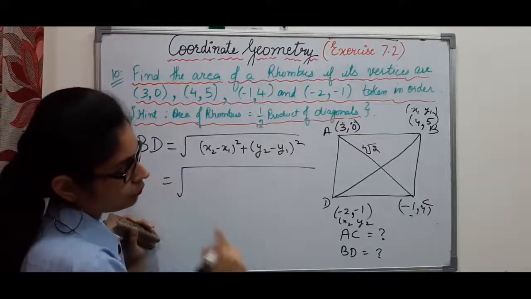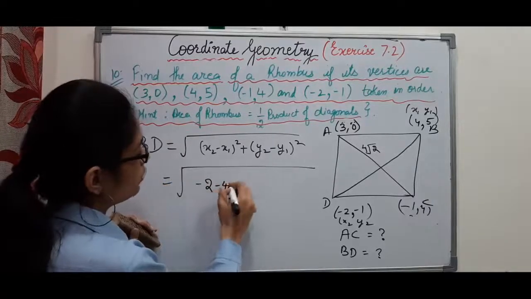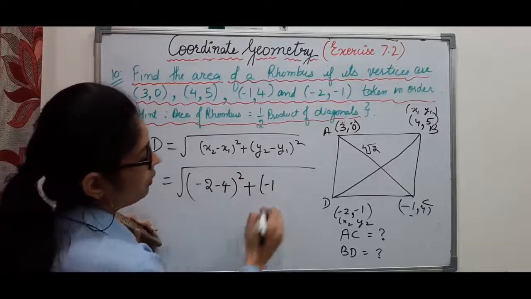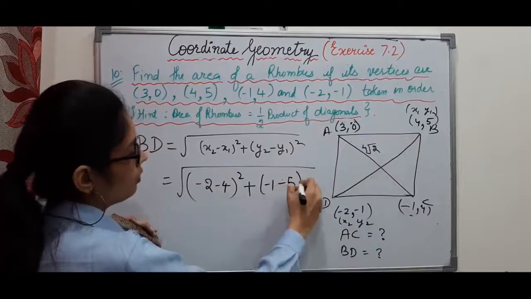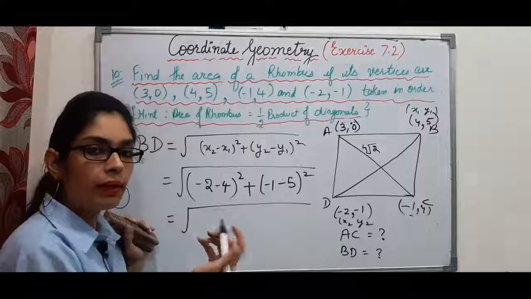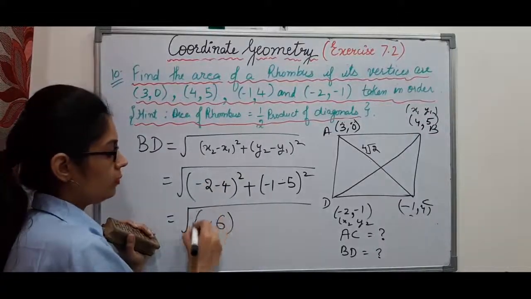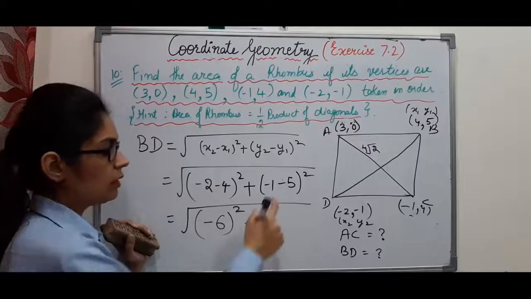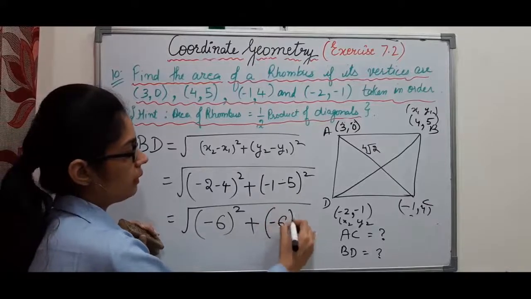x2 is minus 2, x1 is 4, whole square, plus y2 is minus 1 and y1 is 5. Minus 2 minus 4, minus minus is plus, so 4 plus 2 is 6 with a minus sign. Again minus minus is plus, so 5 plus 1 is 6 with a minus sign.